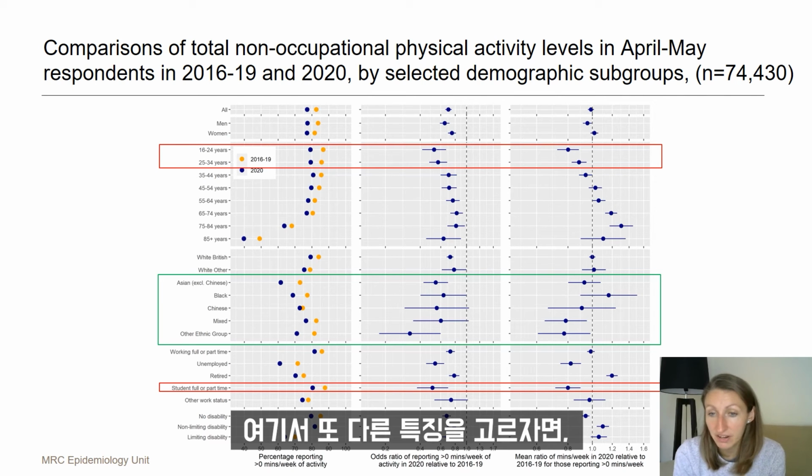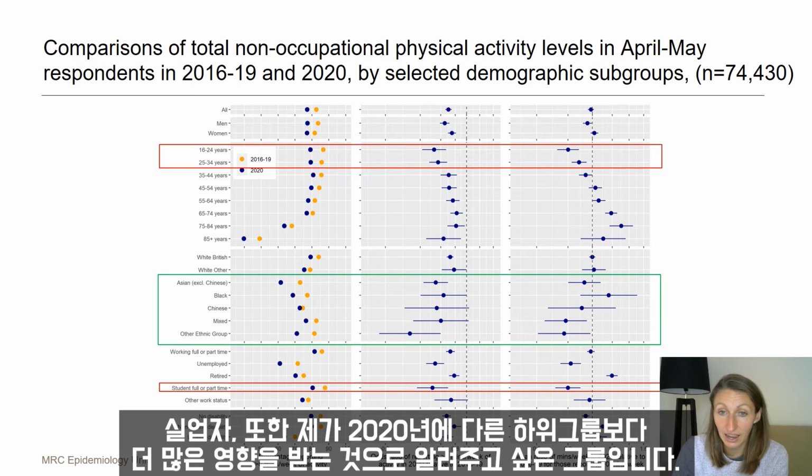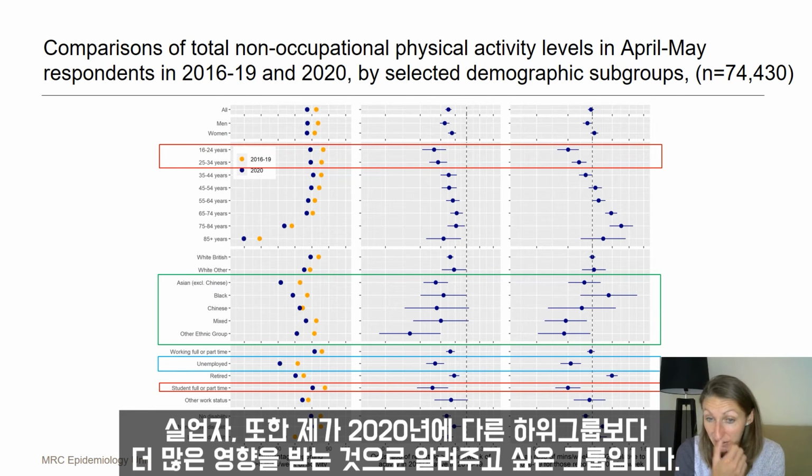Picking up on another characteristic here, we've got ethnicity, and we can see that the non-white ethnicities seem to have been more affected by lockdown than others. And the unemployed are also a group that I want to pull out as seemingly having been more affected in 2020 than other subgroups.